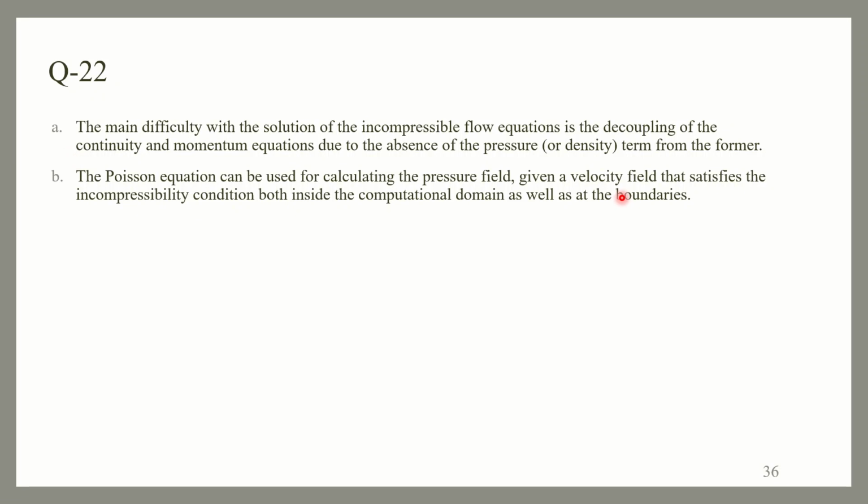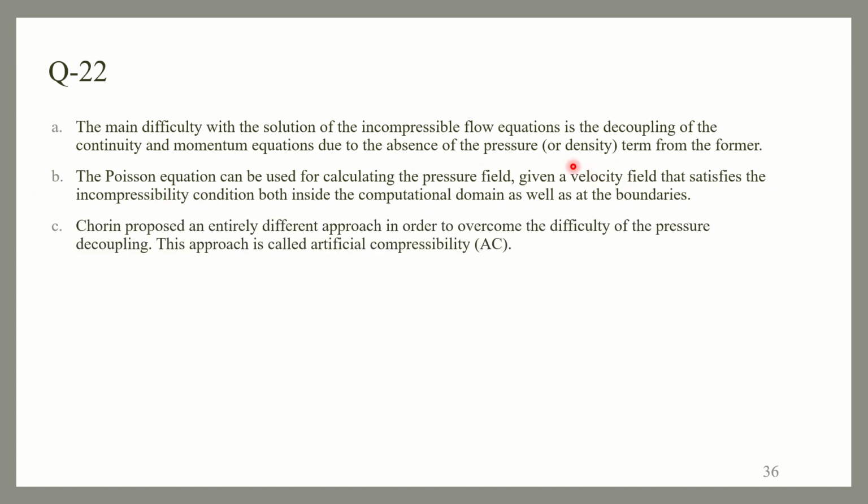Given a velocity field that satisfies the incompressibility condition both inside the computational domain as well as at the boundaries, we can solve for the pressure field from the Poisson equation. I did not mention the equation of state, which is false. So the Poisson equation can be used for calculating the pressure field when we know the velocity field that satisfies the incompressibility condition inside the computational domain as well as at the boundaries.